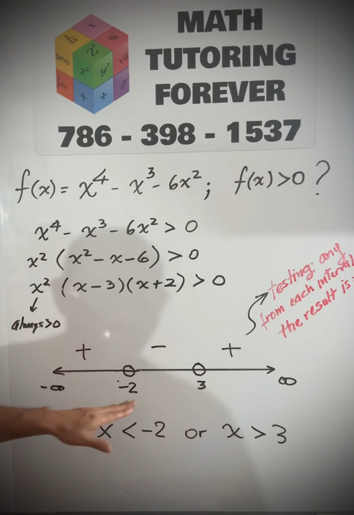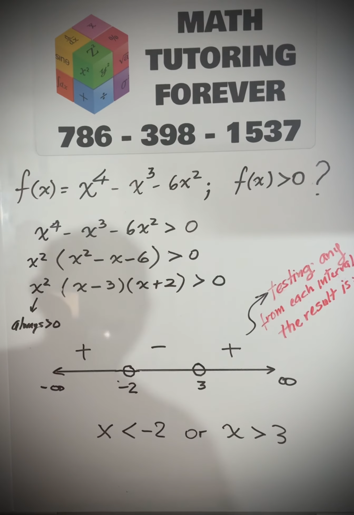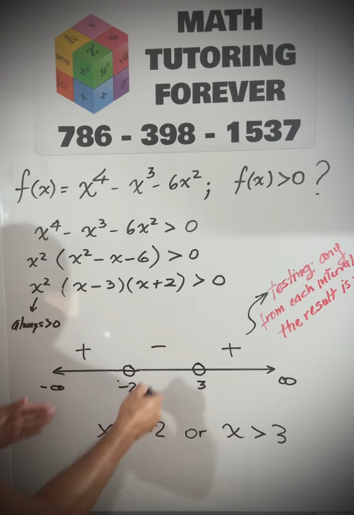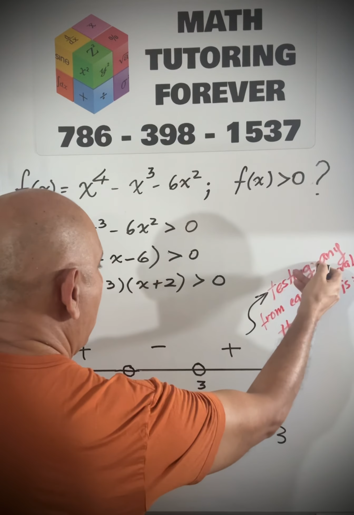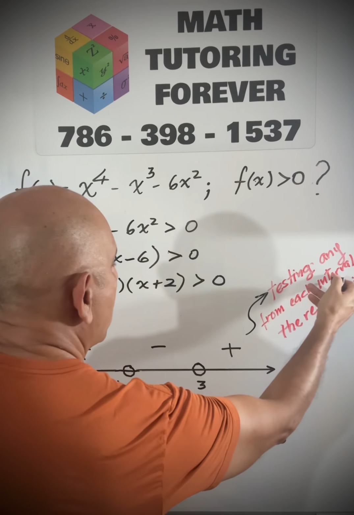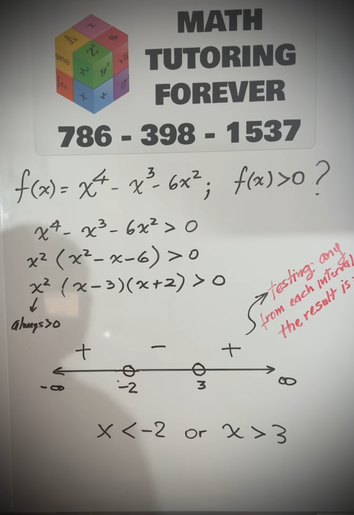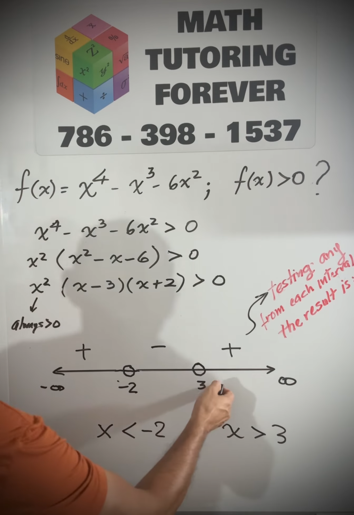On the number line, with the critical points, now I get 3 intervals. One or two of these 3 intervals could be my answer, and I need to find out which. We need to test any number from each interval. Because this is the methodology, we're going to pick a number in this interval.